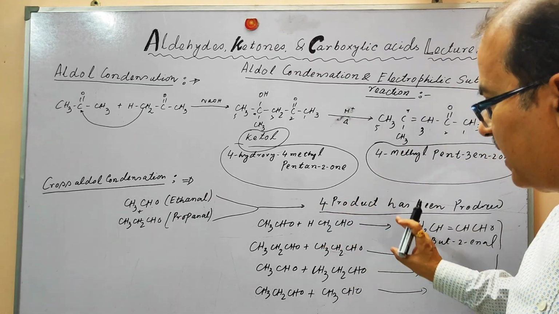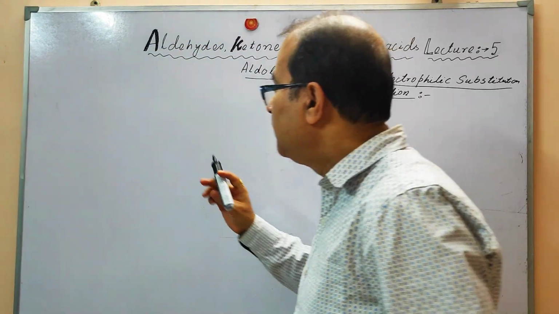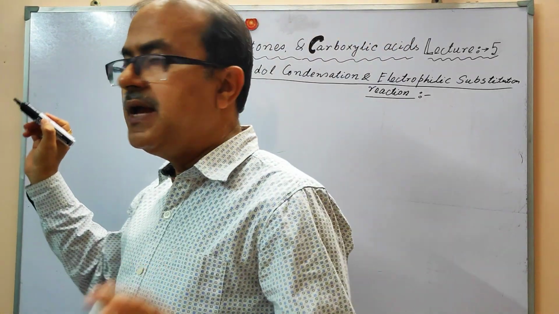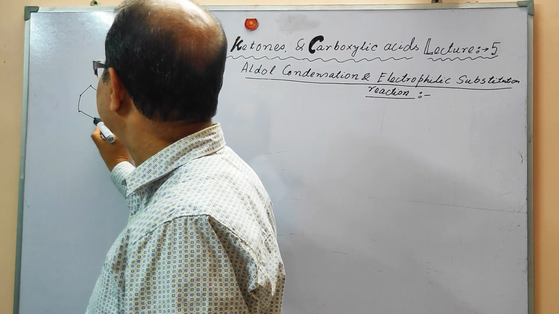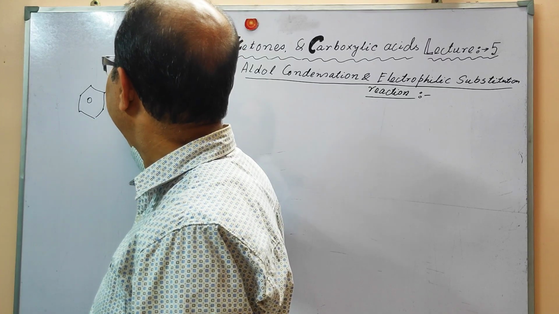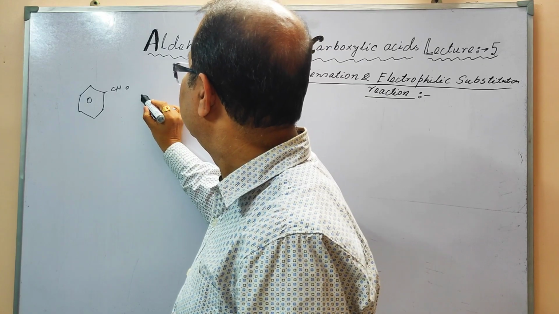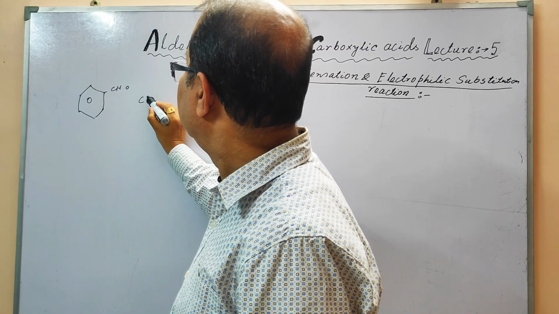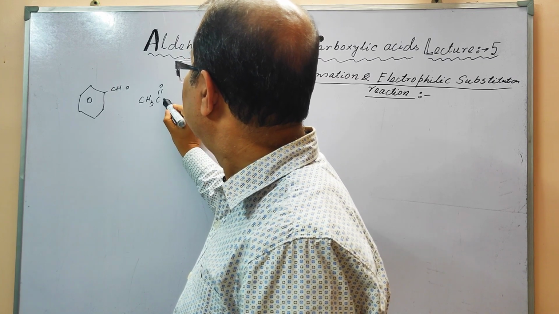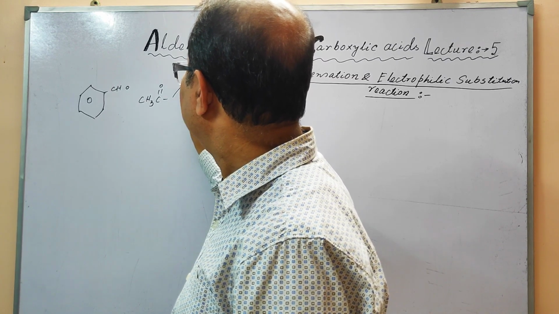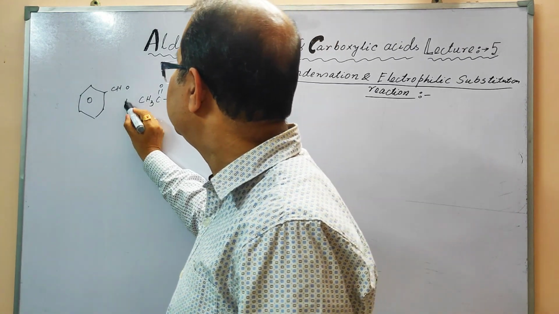Another type is between the aldehyde and ketone. Suppose now the cross aldol condensation between an aldehyde and a ketone. As for example, this is benzaldehyde and we are taking acetophenone. This is the acetophenone and this is benzaldehyde.